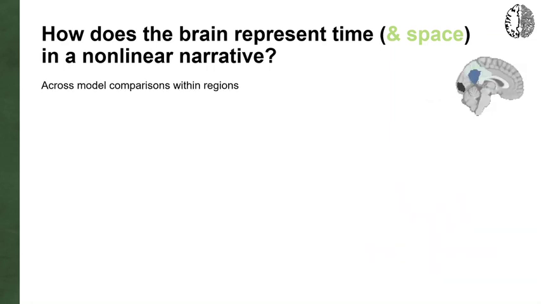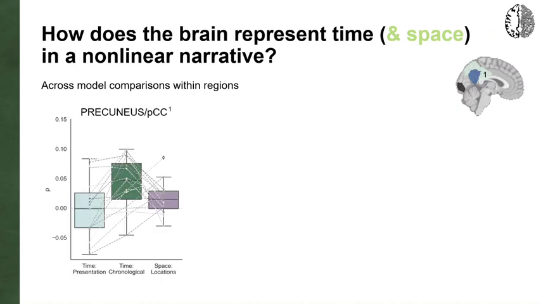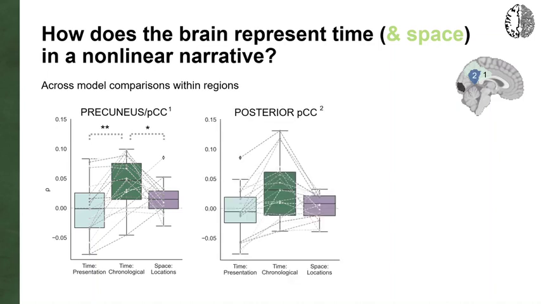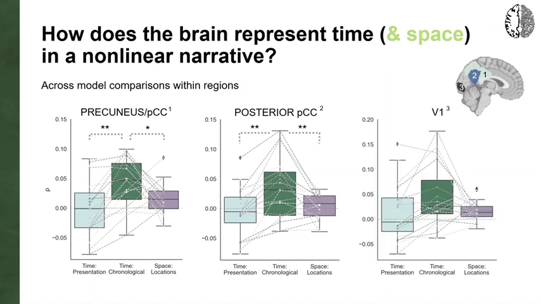And then we did one last analysis to compare across these models to see if any particular hypothesized model shows a stronger fit. And for those ROIs that we're seeing strong RSA values in, we see that for the precuneus and PCC ROI, fit to the chronological model is significantly stronger than the presentation order model and the spatial location model. The same pattern of results is seen for that posterior PCC ROI, but there is no difference between the models in RSA values for the V1 ROI.